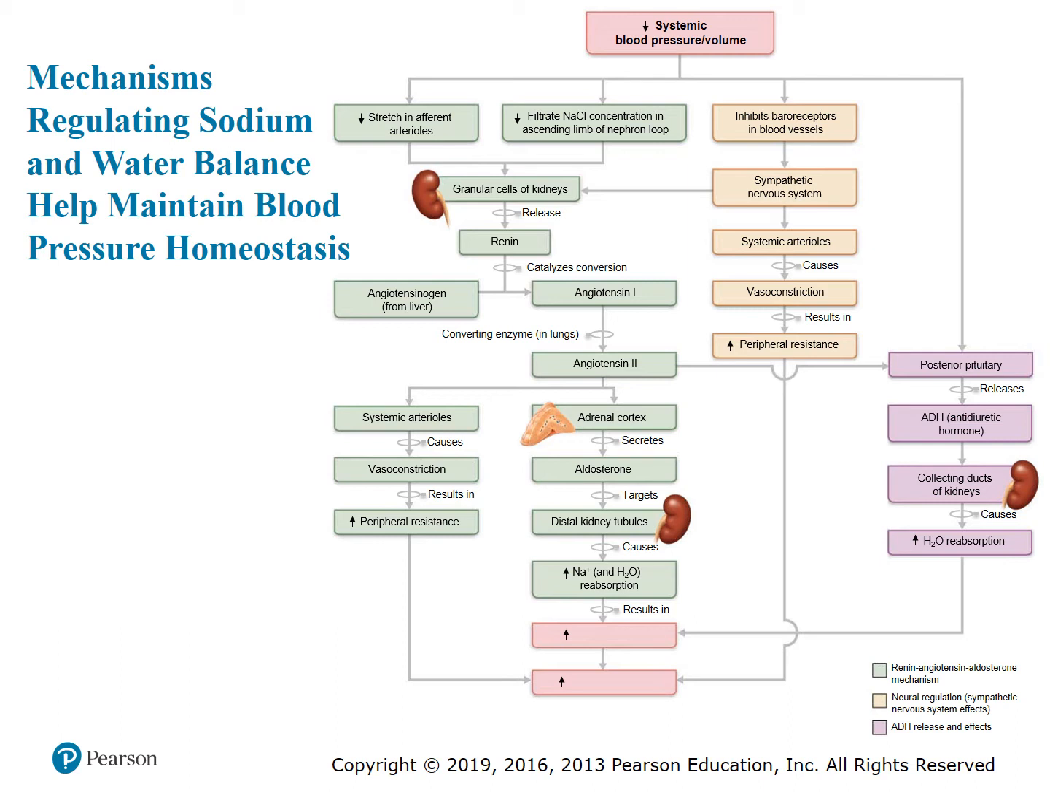So what you're going to see is increased peripheral resistance as one of the two major responses, and also increased water reabsorption. All of these put together will result in a greater blood volume and therefore an increased blood pressure. What I want you to really look at is how all of these systems actually work together.